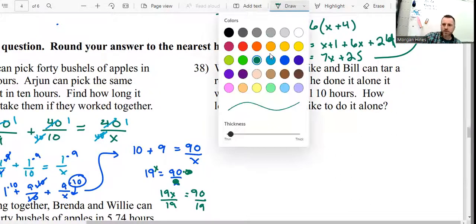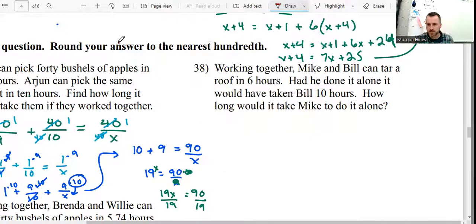Now 38, last one for this video. Sometimes we know how long it would take them to do it together, but maybe Mike has never done this by himself, so he doesn't know how long it would take him by himself, and he wants to figure that out. So what are they doing? They are tarring a roof. Okay, let's assume all the roofs are the same size.